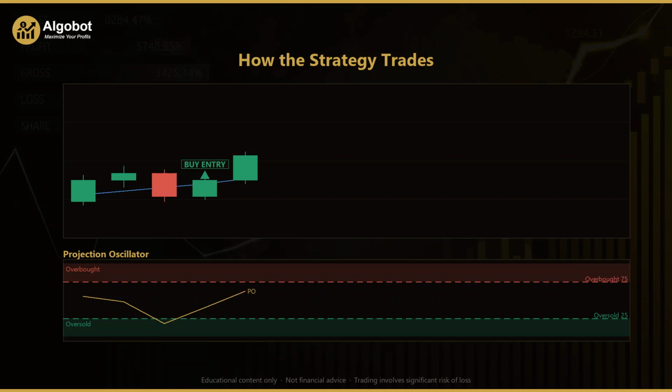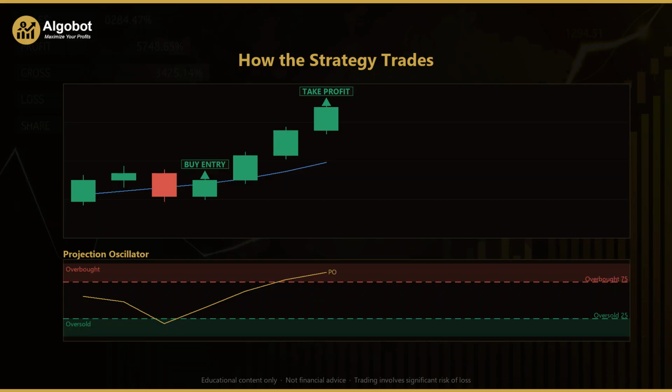Now watch the third candle. Price pulls back, dipping lower, and in the panel below the oscillator drops sharply, sinking down into the green oversold zone below 25. This is the pullback the strategy is waiting for. Importantly, because the projection channel is already tilted upward with the trend, this dip is treated as a discount inside an uptrend, not a reversal.